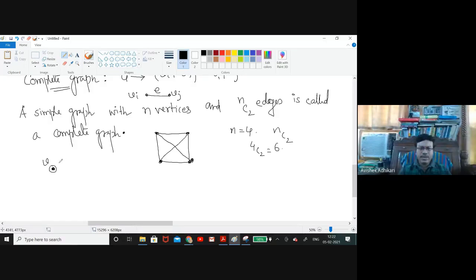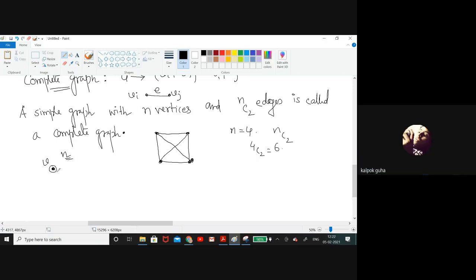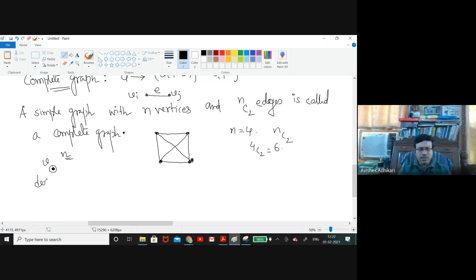I'm again repeating. Suppose V is a vertex of a complete graph and the number of vertices of that graph is n. So n is the number of vertices of that graph. Sir, n minus 1. Yes. So degree of any vertex is n minus 1, right?